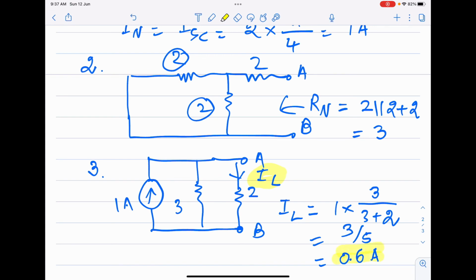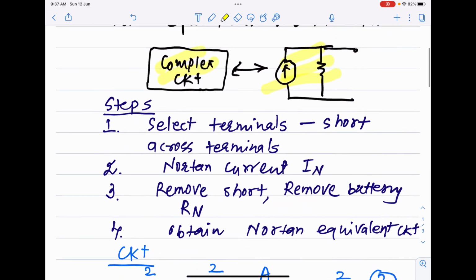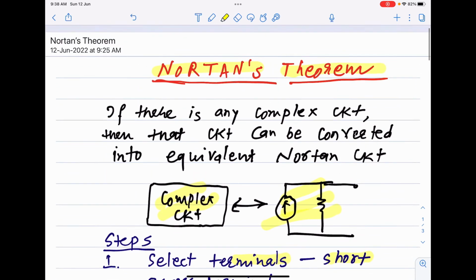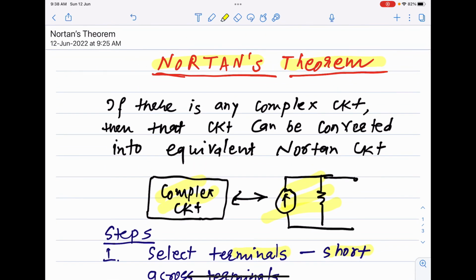We can easily calculate it. So whenever one has to apply Norton's theorem, one has to remember these steps. You have to initially select the terminals for which you want to determine the current or voltage, short these terminals, find IN, then remove the short, set the battery to zero, find Rn, the Norton resistance, and then finally you can obtain the Norton equivalent circuit. So these steps one needs to follow in order to obtain the Norton equivalent of any given complex circuit.